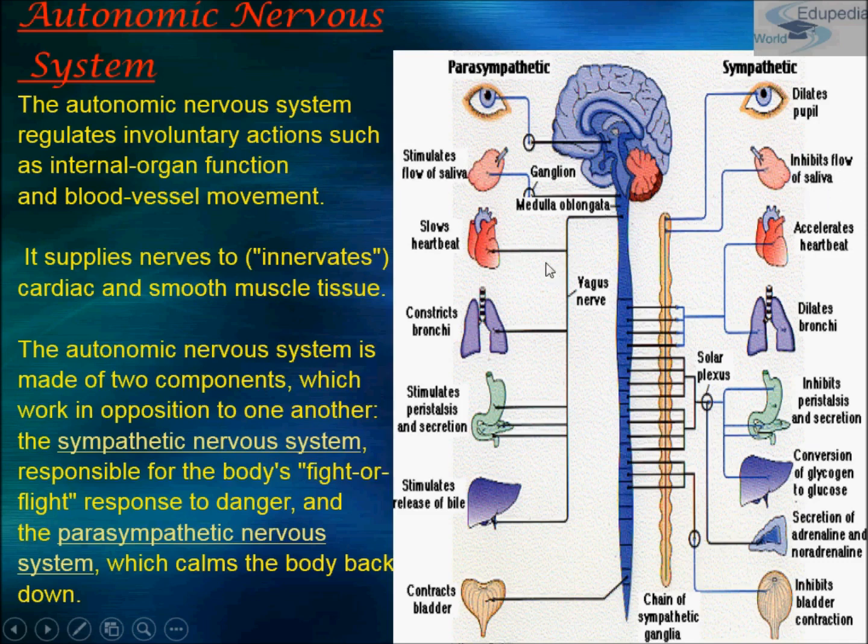Parasympathetic slows the heartbeat, whereas sympathetic accelerates the heartbeat. Your parasympathetic constricts the bronchi of the human body through the vagus nerve, but the sympathetic dilates the bronchi. That means they work in opposition to one another. If one is doing A, then the other will do Z. This kind of thing.